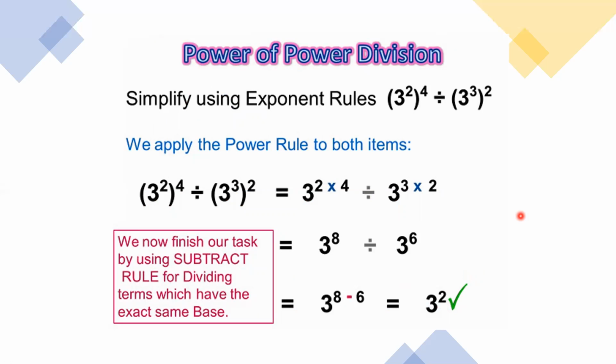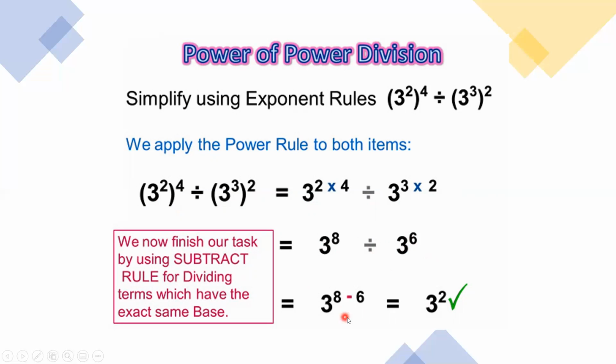So the power of power in division, guys. When you see any division like this, 3 to the power of 2 to the power of 4 divided by 3 to the power of 3 to the power of 2. So same thing, guys. First, we need to work out the power of power. So that's going to be 3 to the power of 2 times 4, 3 to the power of 8, divided by 3 to the power of 3 times 2, which is 3 to the power of 6. Okay, as illustrated here, guys, it's going to be 3 to the power of 8 divided by 3 to the power of 6.